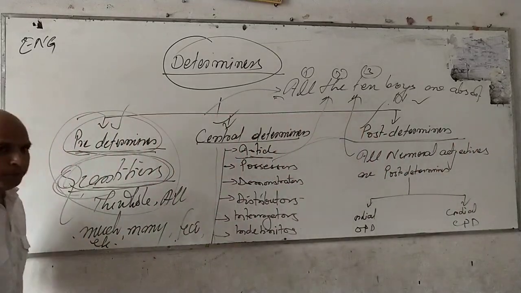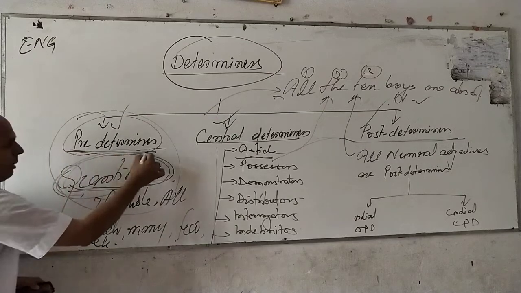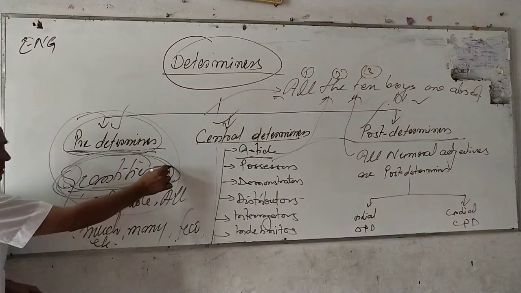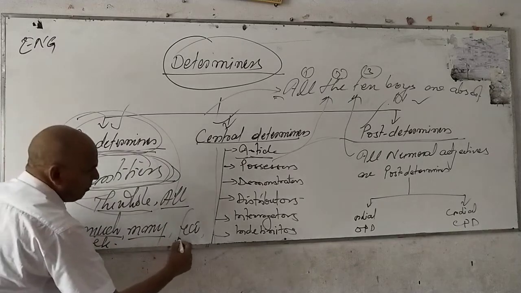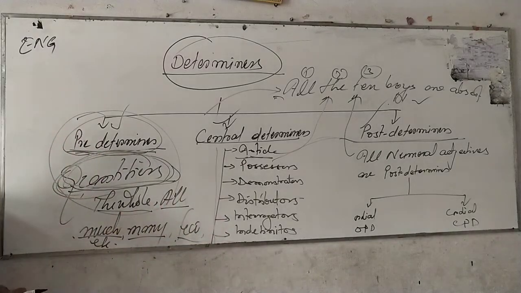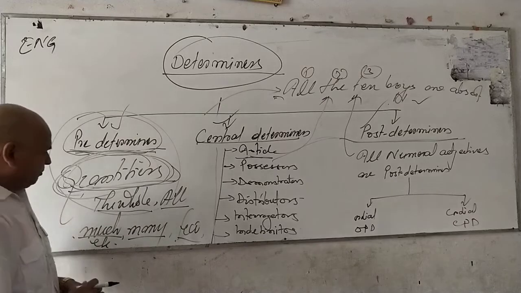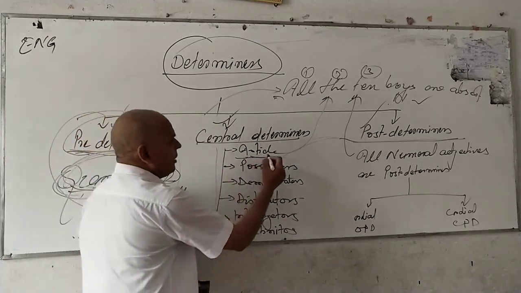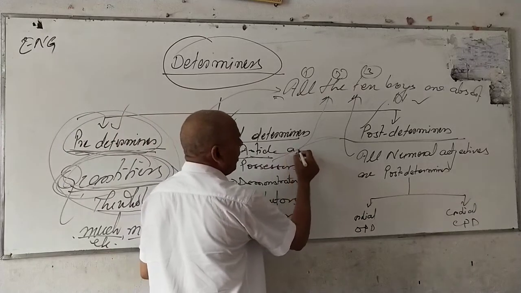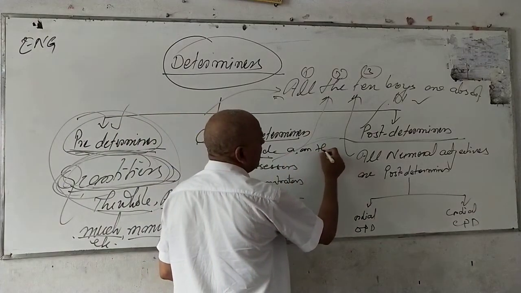Again I repeat here, under the category of predeterminer, all quantifiers such as the whole, all, much, many, few, little, etc. In central determiner, article: a, and the.